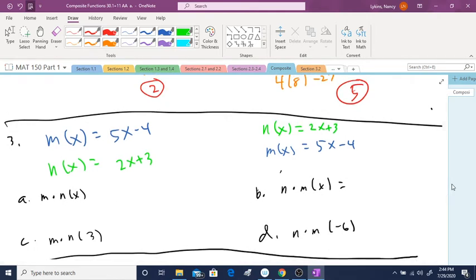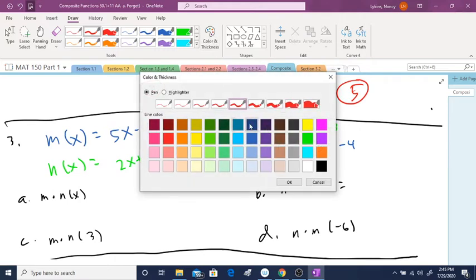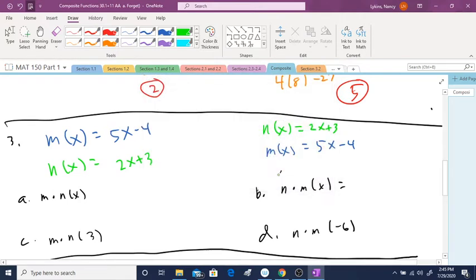Now part 3, instead of using g of x and f of x, I'm using m of x and n of x. So I want you to push pause, see if you can work this out, then come back to it and see if you are correct, and see what mistakes you may have made. Now, like I said before, I like to color code.